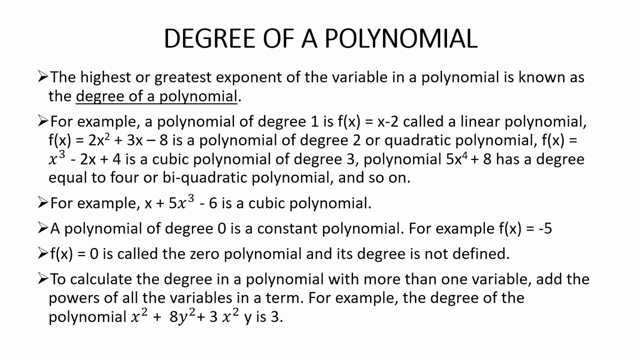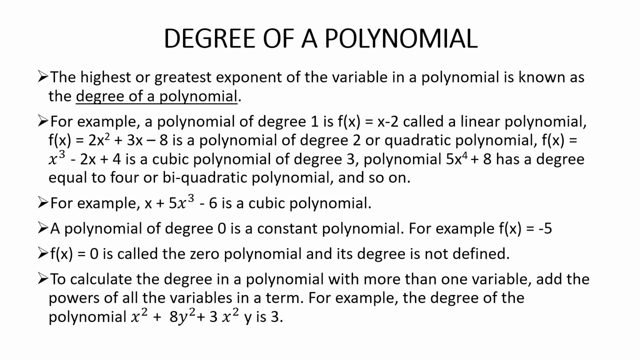For example, x plus 5x cube minus 6. It will be a cubic polynomial. Why? Because you just have to see the highest degree. A polynomial of degree 0 is a constant polynomial. As I said, f(x) is equal to, suppose, minus 5. It can be written as minus 5 into x raised to 0. So the degree is 0.